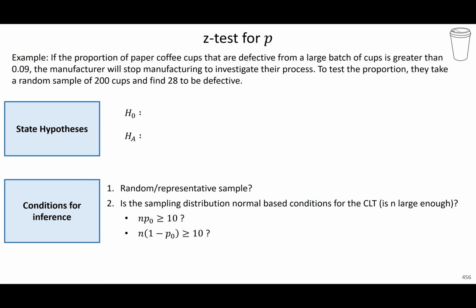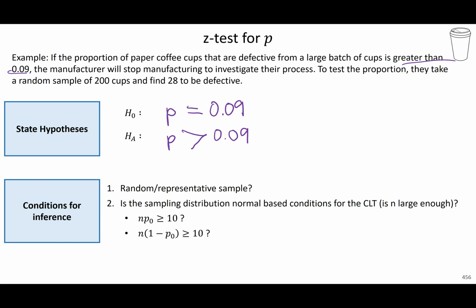So my hypotheses here. Remember, I'm always going to have P and an equal sign in my null hypothesis, and then the claimed value, 0.09. For proportions, there are no units, so I don't need to worry there. For my alternative, I'm still going to have P and 0.09, but this is going to refer back to the question: is it greater than 0.09? That's what I'm interested in finding out.